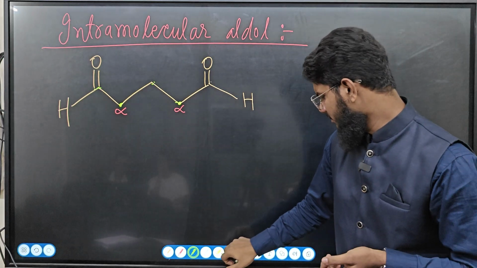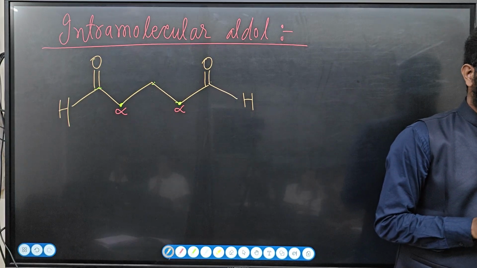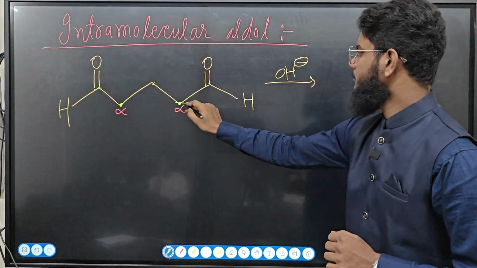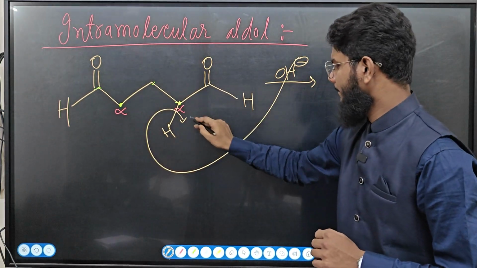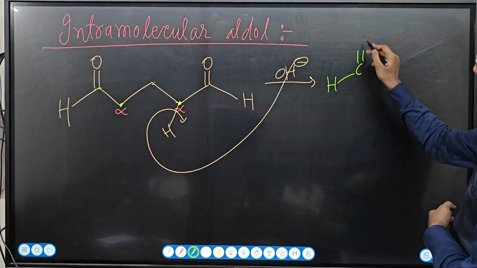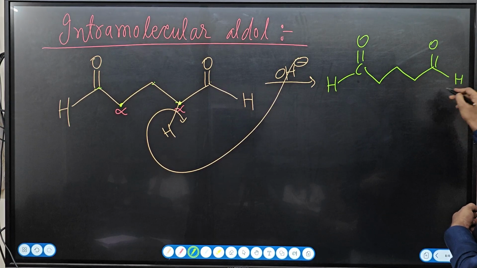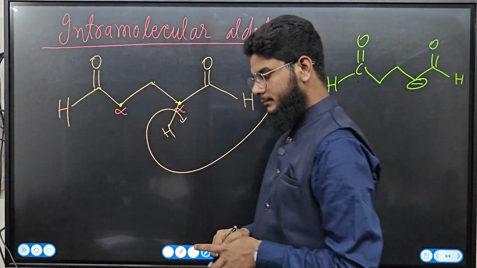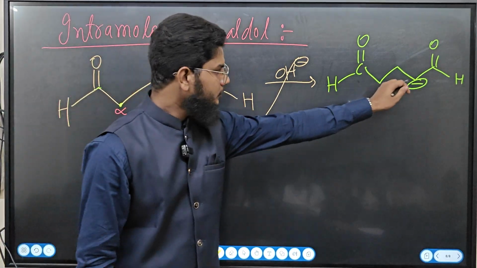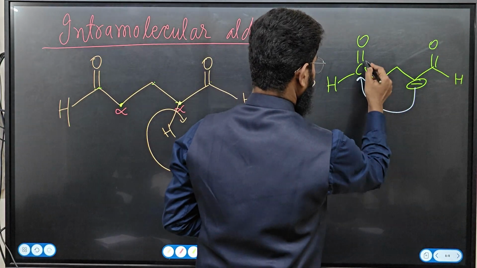Both alpha carbons are the same, so we can consider any one. Just consider this one. Base is there. Abstract this hydrogen. What will be the product? Negative charge will come here. Now what can we do? This one will attack this carbon, and you will get this.